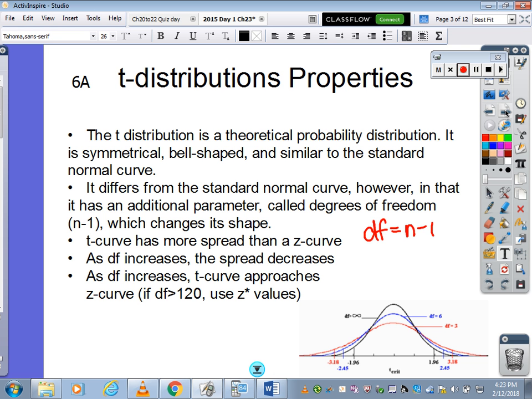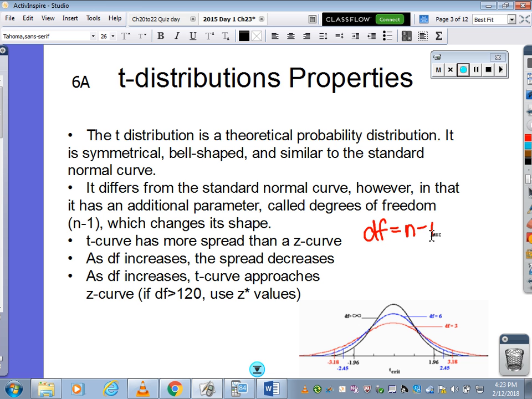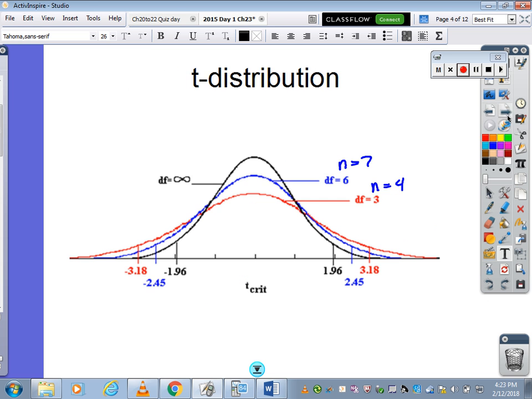All right, so the symbol for degrees of freedom is df, and right now it's equal to n minus 1. A t-curve has more spread than a z-curve. As the degrees of freedom increases, the spread decreases, and a t-curve approaches a z-curve. If our degrees of freedom are greater than 120, we're going to use our z-star values.